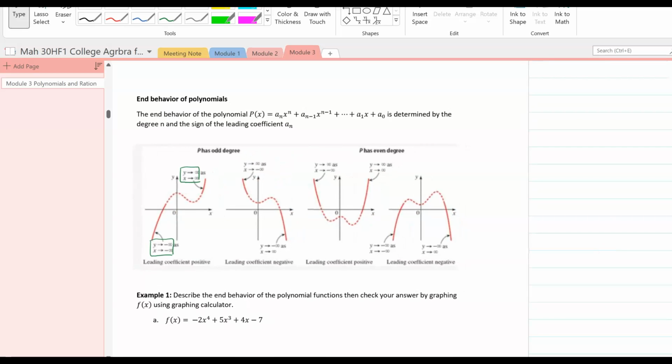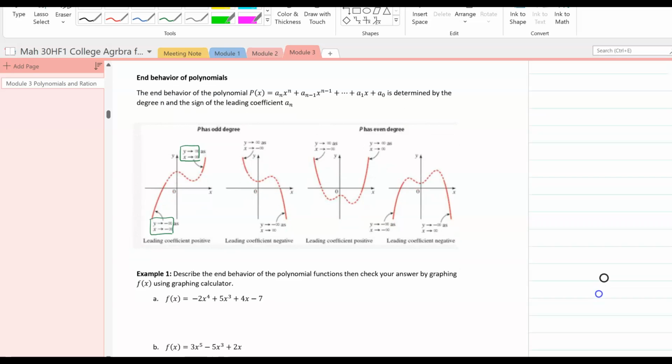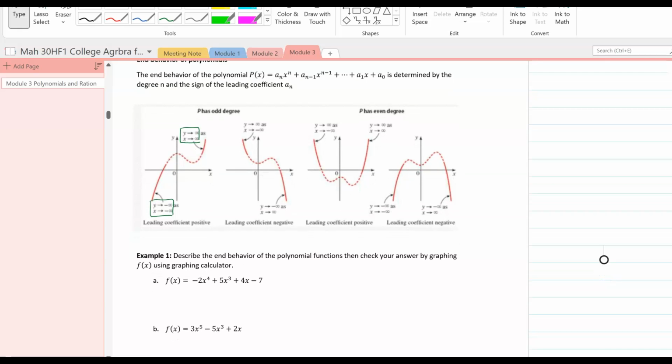For an even degree, if the polynomial has an even degree and the leading coefficient is positive, then the graph heads in the positive direction when x gets larger in either the positive or negative direction. If the leading coefficient is negative, then y grows to negative infinity as x grows in either the positive or negative direction. Let's describe the behavior of a polynomial function and then check the answer by graphing.